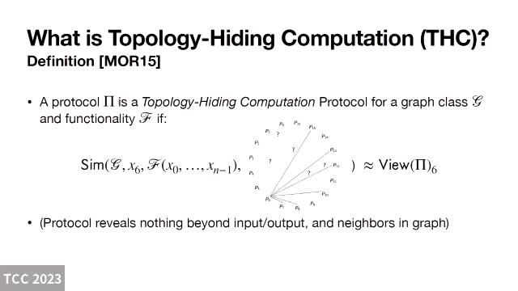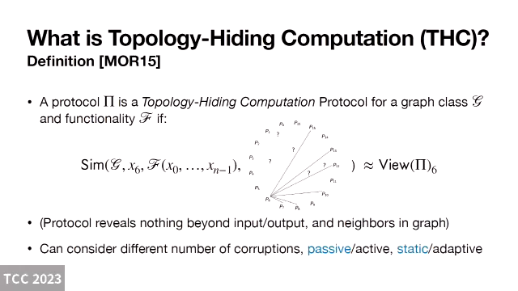So in other words, again, the protocol should reveal nothing beyond the input and output, as well as the neighbors in the graph of the corrupted parties. And as usual, we can consider a different number of corruptions, a passive or an active adversary, and a static or adaptive adversary. But for the sake of this talk, we'll focus on passive static adversaries.